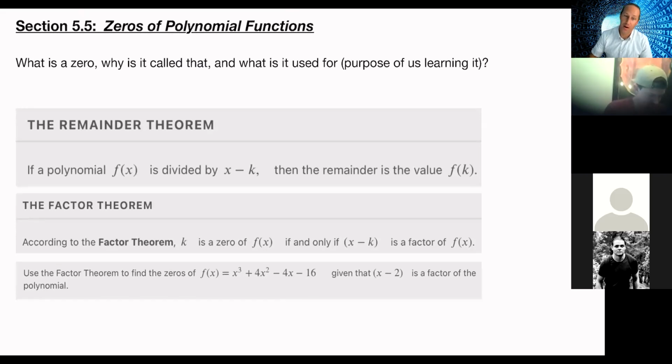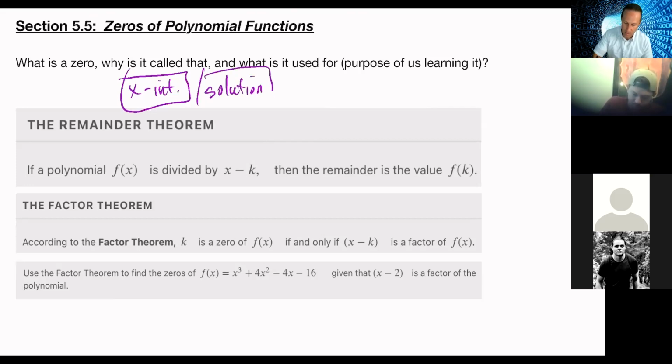Okay, 5.5 is using it. And how are we going to use that? All right, so 5.5 is called zeros of polynomial functions. And why is it called a zero? What do we say it also represented? X-intercept. Very good. Also called a solution to our equation. You guys are doing it well today.